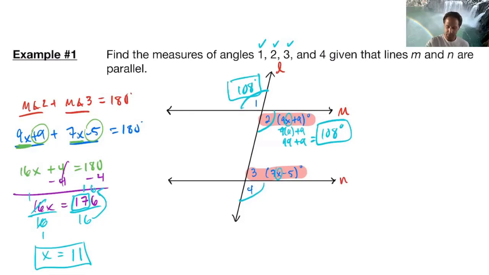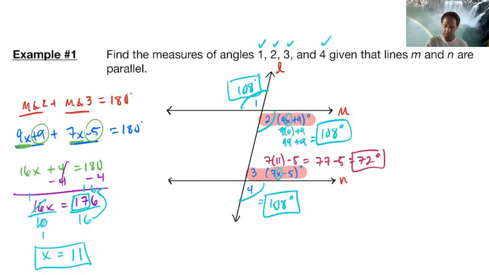corresponding. So this line right here, if I just took line M and I slid it down this, it would lie exactly on this one. And so since these two lines create angle 2, if I move this one down, it would also create this angle 4 the exact same way. So therefore, I also know angle 4 is equal to 108 degrees as well. So the only one that I really have to also do work to get is whatever 7 times 11 minus 5 is for my angle 3. So I get 77 minus 5, which is 72 degrees.